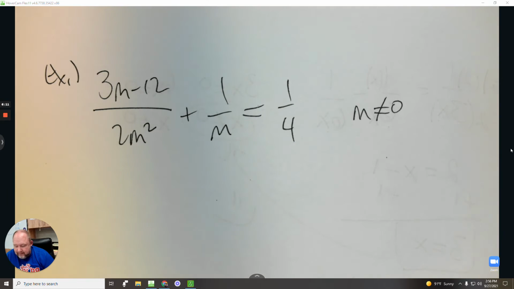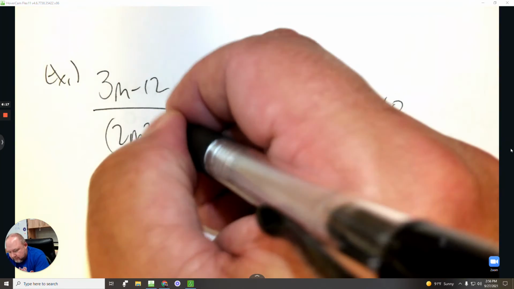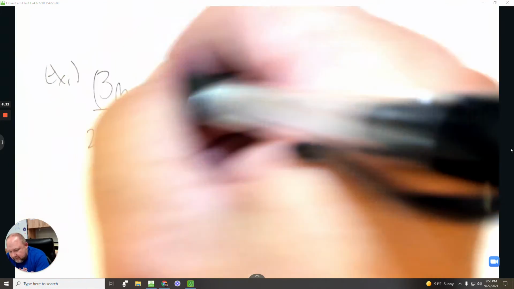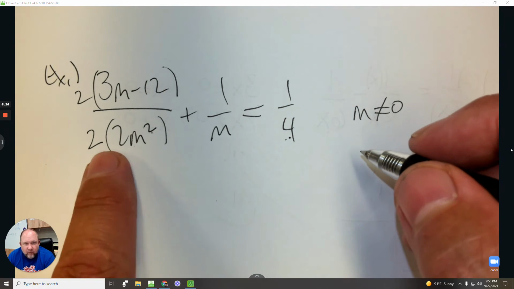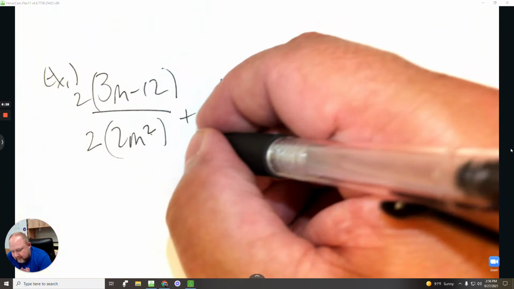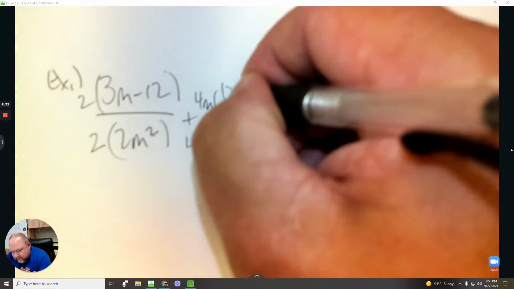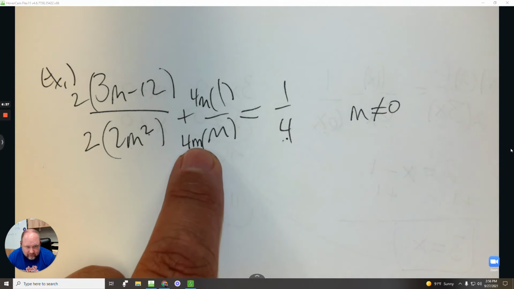Next step, we need to make the denominators the same. So we have 2m squared. I need to multiply it times 2, so it becomes 4, so they can match. So whatever I do to the bottom, I need to do to the top. This is 4m squared, so I need to multiply this by 4m, top and bottom. This way, by multiplying it by 4m, both of these will match.